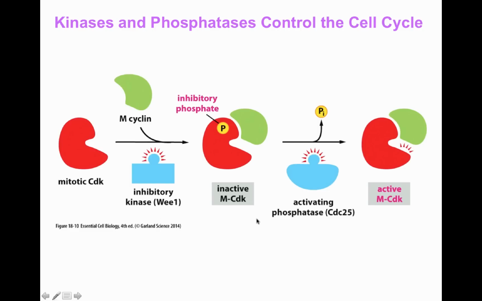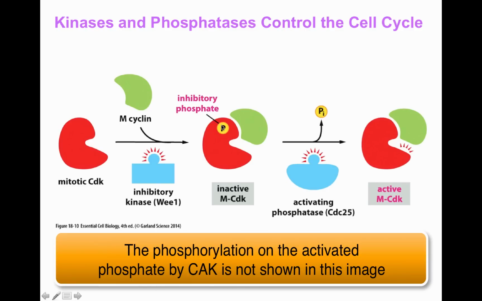So let's take a look at this process in a little bit more detail. What we have here is, for example, the mitotic CDK and cyclin M. They're going to bind together and associate. That complex is going to be inactive, except that you're going to have now the activation of the kinase WEE1. And kinase WEE1 is going to be able to phosphorylate the CDK at the inhibitory site. To allow activation, you need to remove that inhibitory phosphate by having the activating phosphatase CDC25 remove the phosphate, letting you have the activated M-CDK.